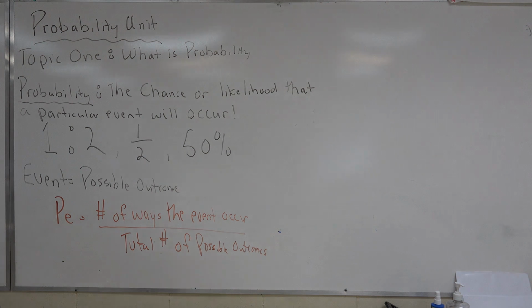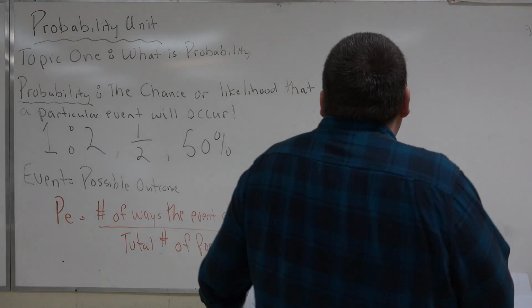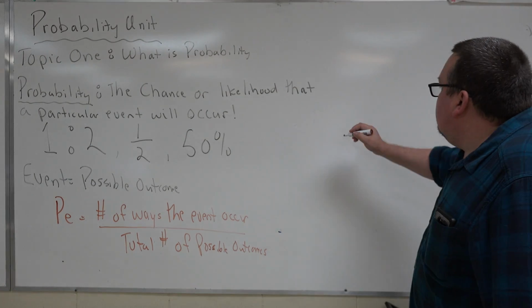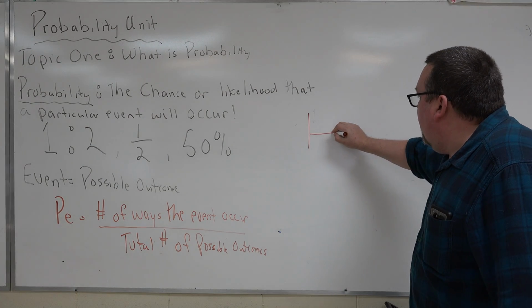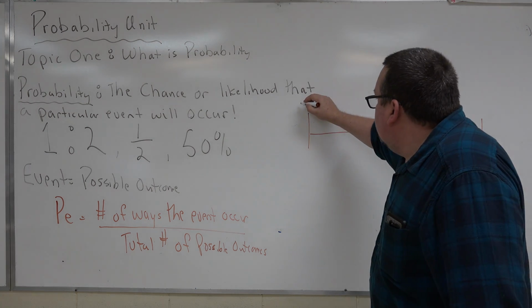I recommend that you keep this close because you're probably going to see this in a few questions coming up. So the probability of an event is the number of ways the event can occur over the total number of possible outcomes. There's a typo in your notes. It should say event, not event. So then we have this thing called a probability scale. Now, probability scale is the idea that you have on the left side, it's impossible.